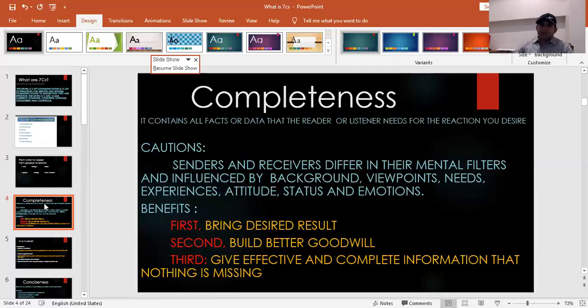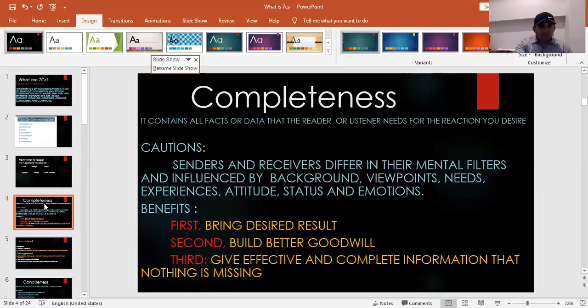In front of him. The third is to give effective and complete information. As I said before, completeness means nothing is missing. If you miss even a little thing in the message, your message will not be conveyed completely. To be complete, bring all the WH questions to mind. Who is my receiver? What kind of things does he want? And where does he want? Why does he want? When does he want? If he is able to answer all the WH questions completely, he has fulfilled all the requirements.